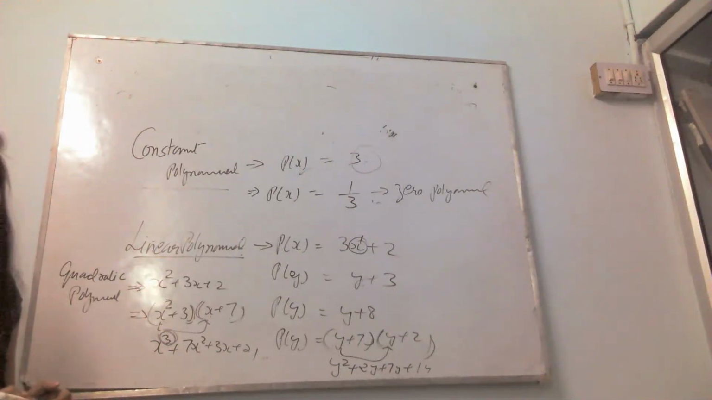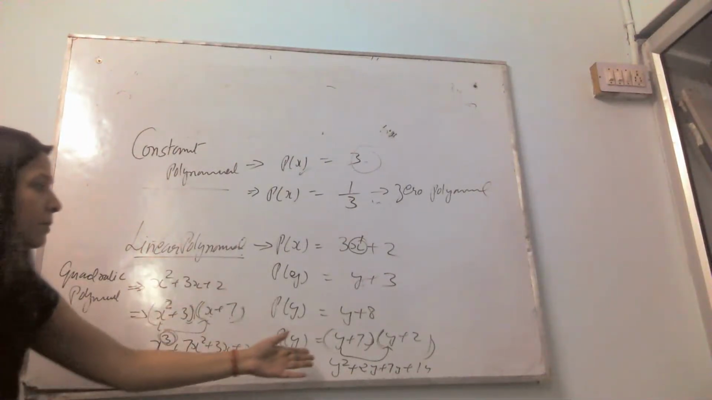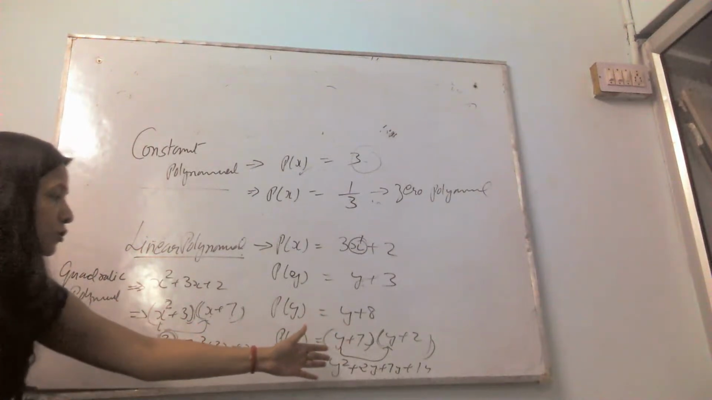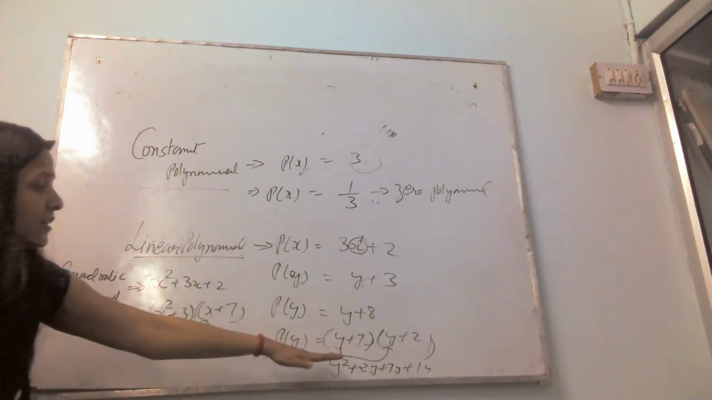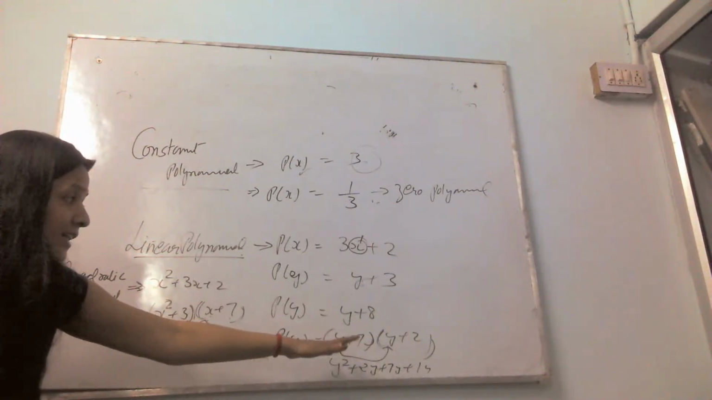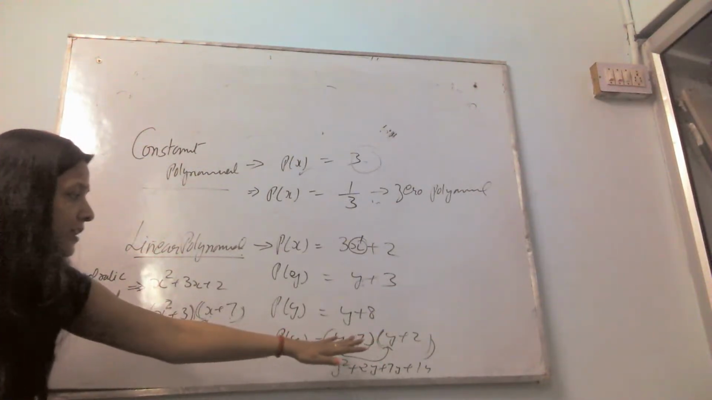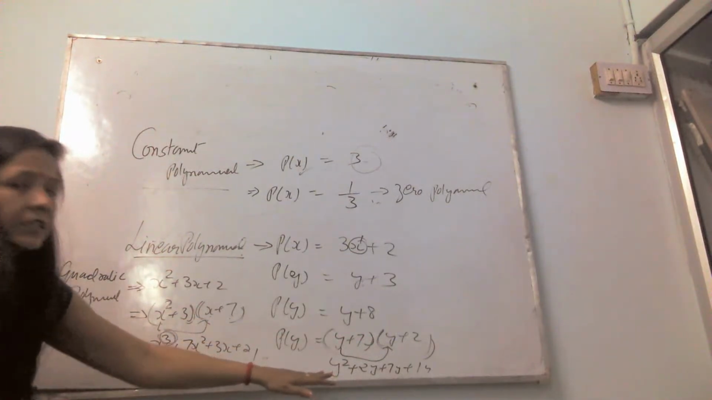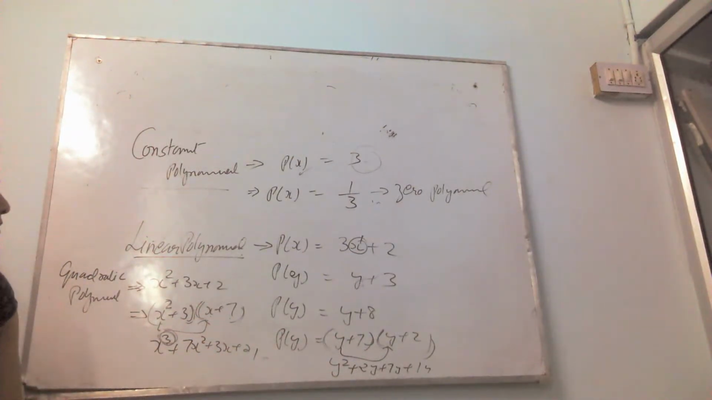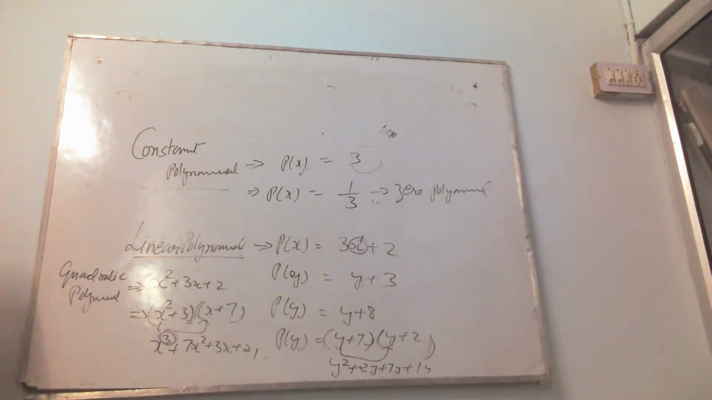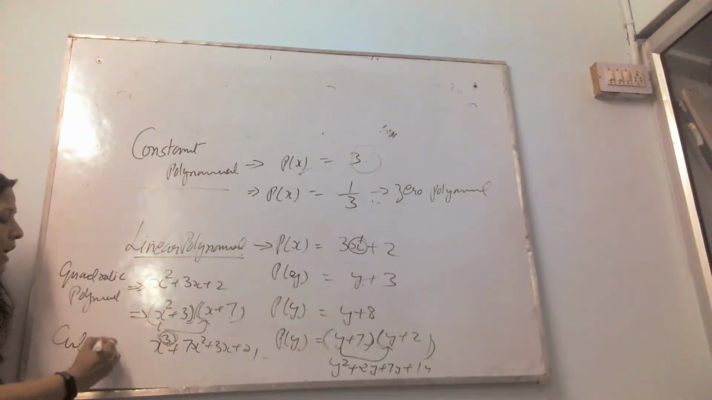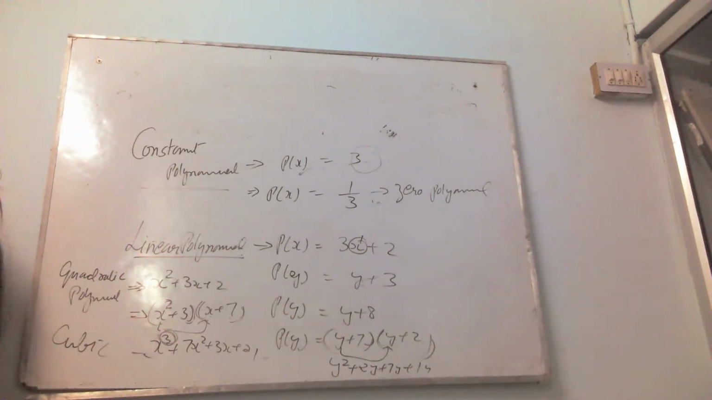So in one go you cannot simply see the power. Think twice before answering. You have to simplify the bracket, come to the standard result, then find out whether it is a quadratic, linear or cubic polynomial. A cubic polynomial has highest power 3. If the highest power is 3, then it is called a cubic polynomial.